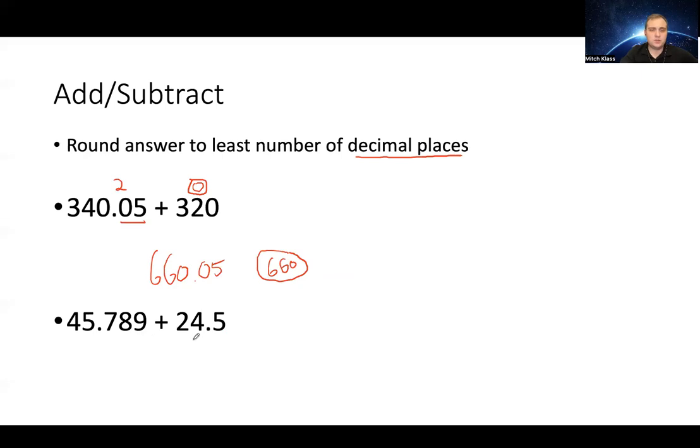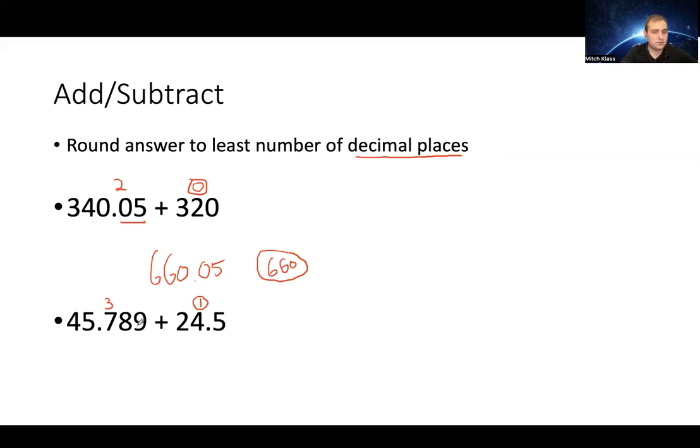45.789 plus 24.5. Now 24.5 has 1 decimal place. 45.789 has 3 decimal places. Since we're going for the least, our answer is only going to have 1 decimal place. Not no decimal places, but just 1. So plug this into the calculator.